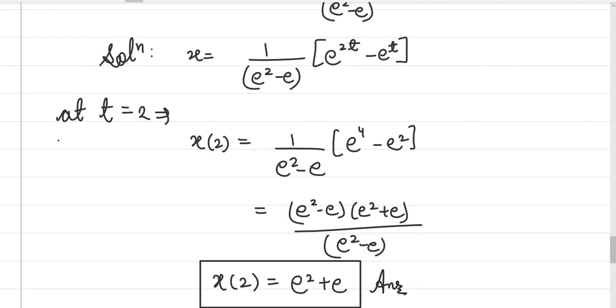So x of 2 is going to be 1 upon e square minus e, times e to the power 4 minus e square. You're just going to put the value of t as 2. So it can be written as (e square minus e)(e square plus e). This will get cancelled out and e square plus e is going to be your answer. So how simple that question was, and every time the same pattern will be followed, same questions have been asked.